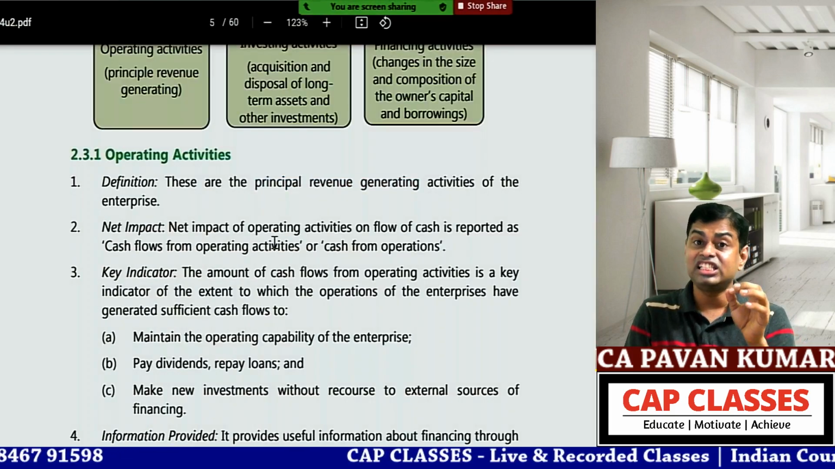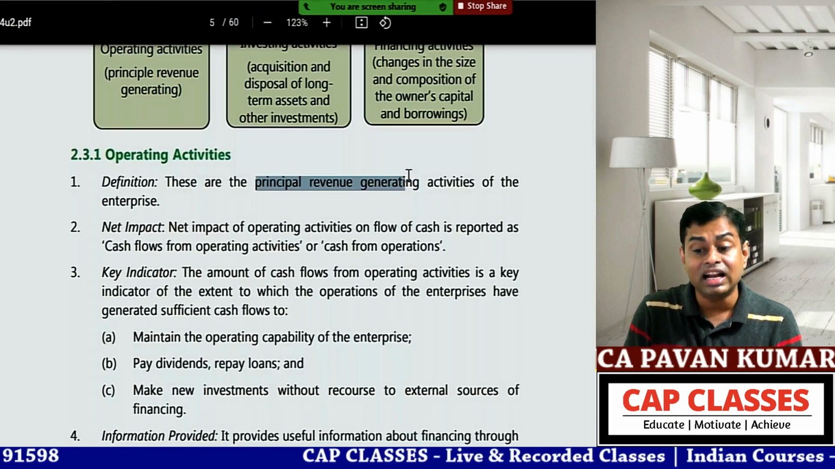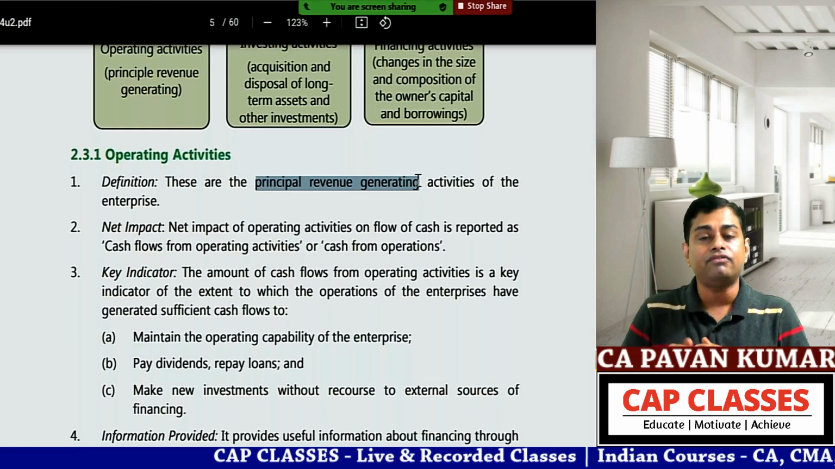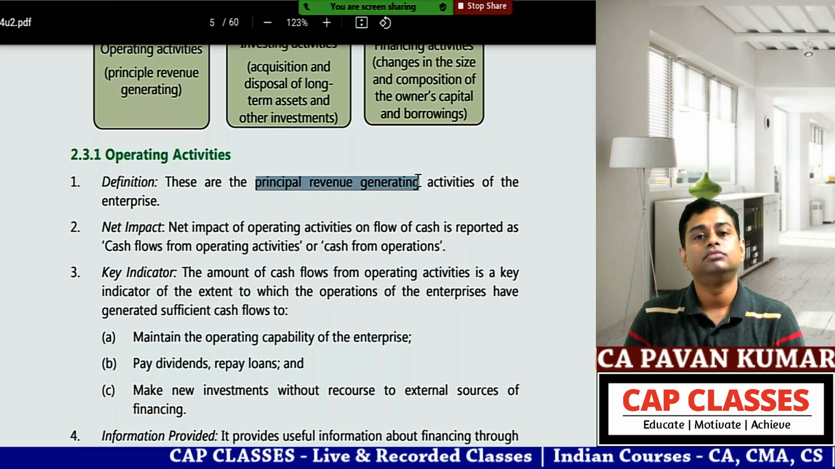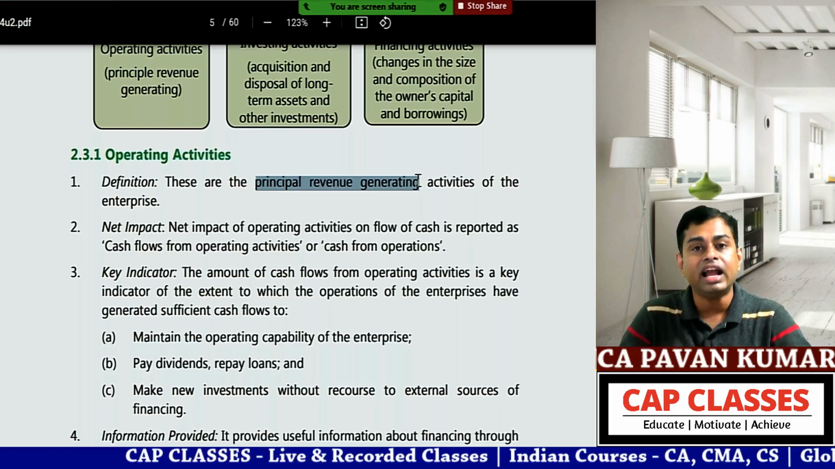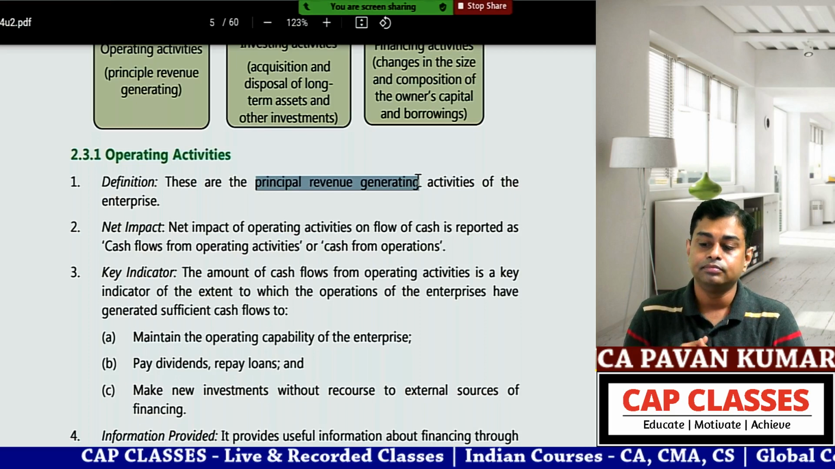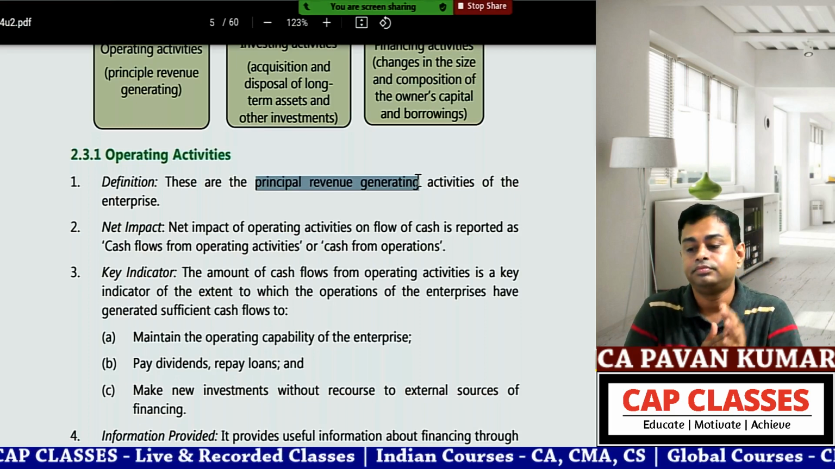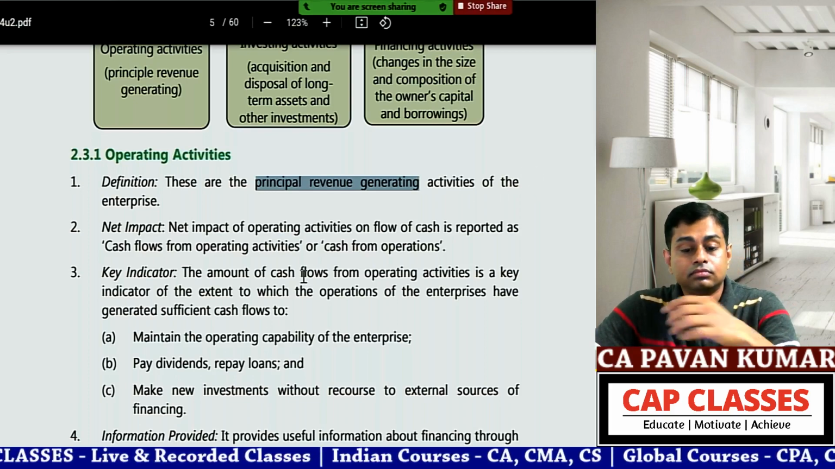So these are principal revenue generating activity. Now that empty bottle, is it principal revenue generating activity for you? Answer is yes. You sell those bottles and they are revenue generating activity in the normal course of business. Okay.